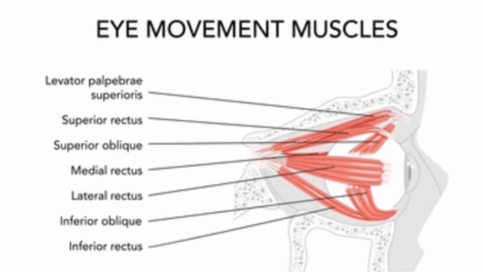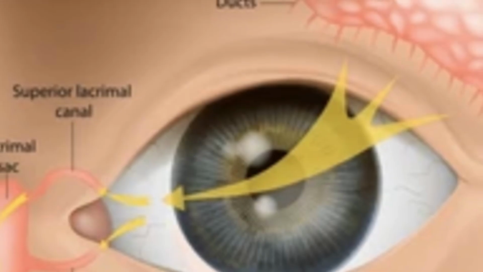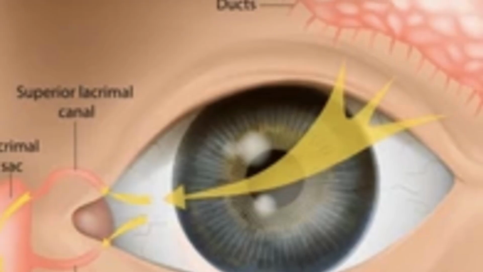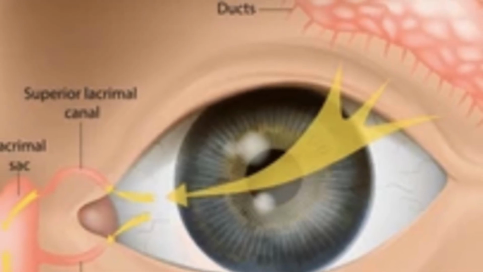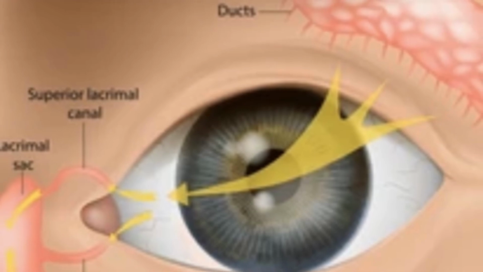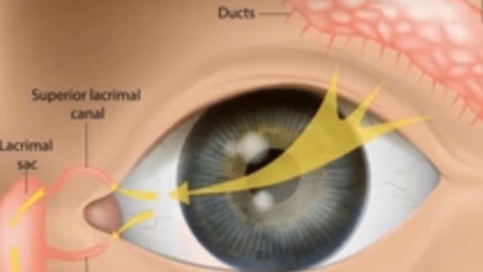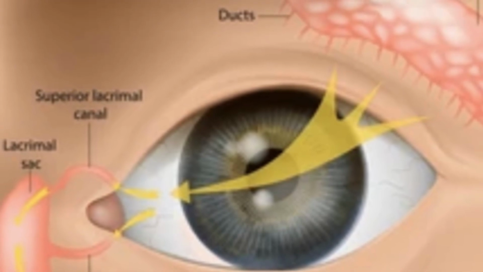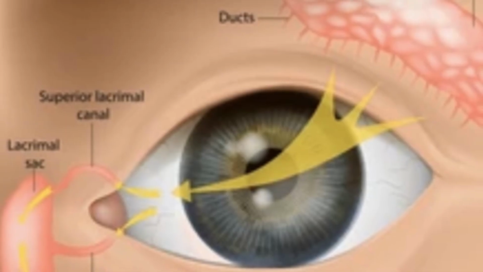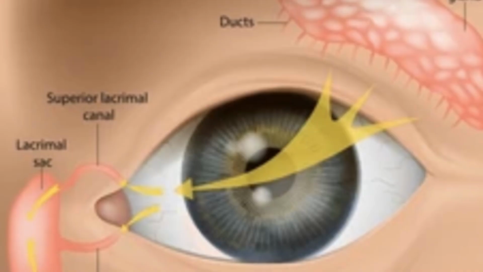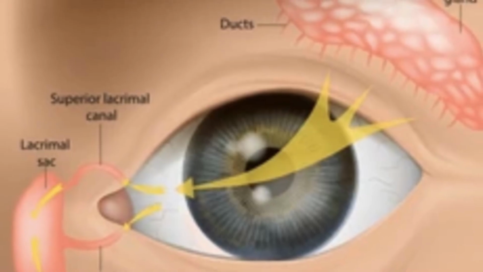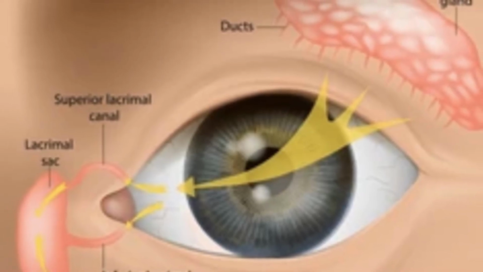What is the lacrimal apparatus? The lacrimal apparatus is our eye's tear system, a group of glands and ducts that create tears and drain them away. It includes the lacrimal glands, which produce tears for lubrication and protection, and the drainage system: punctum, canaliculi, lacrimal sac, and nasolacrimal duct that carries tears from the eye surface down to the nose.